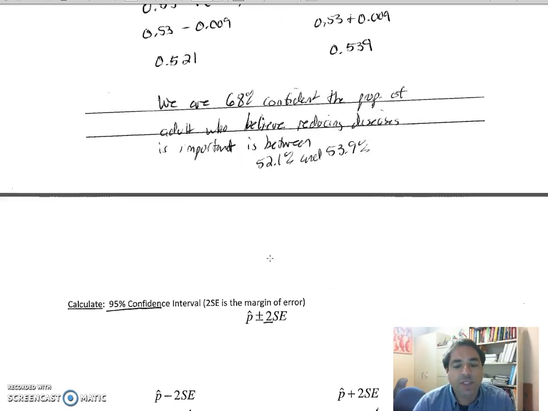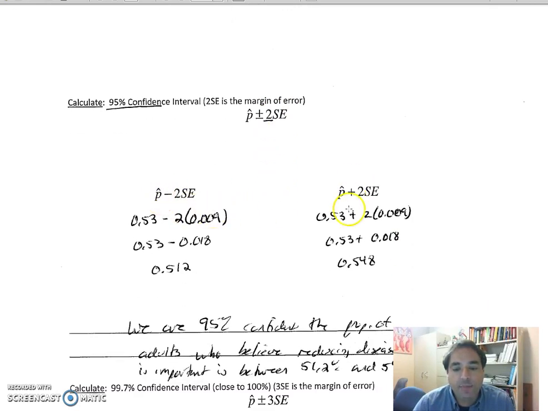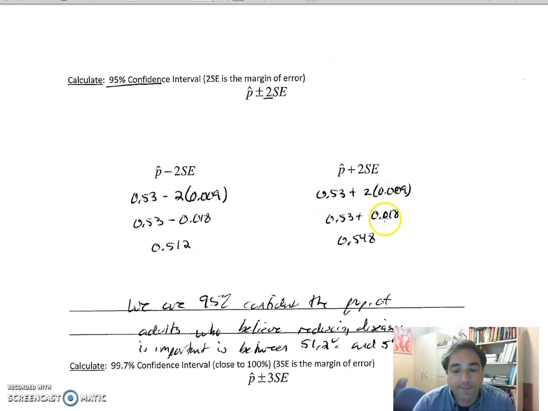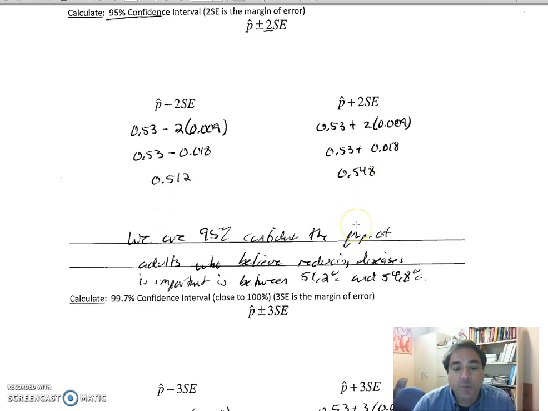So if I changed it to 95%, notice what happens. Same formula, P hat plus or minus, but instead of 1, we use 2, because 95 is 2 standard deviations away, times our SE. So we do P hat plus or minus 2 times your SE. So 0.53 minus 2 times 0.009, and 0.53 plus 2 times 0.009, which gives us 0.512 and 0.548. So we are 95% confident the proportion of adults who believe reducing disease is important is between 51.2% and 54.8%.